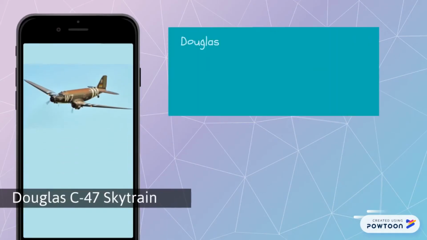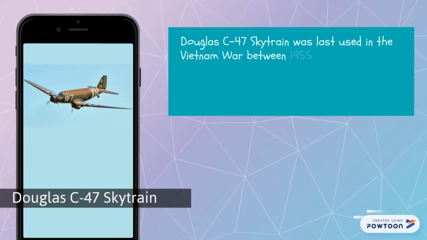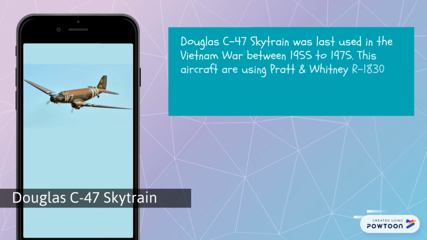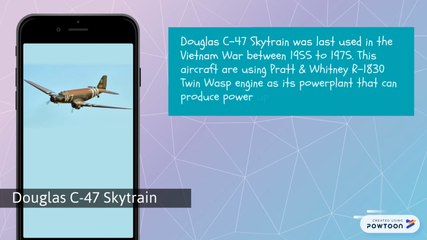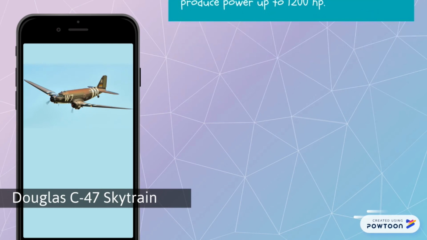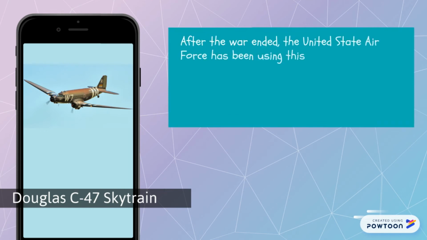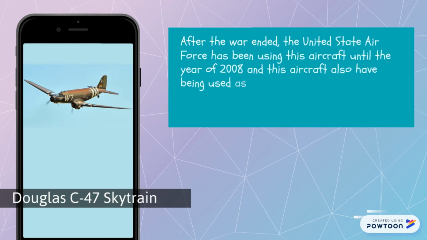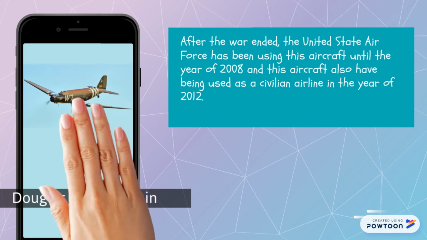The Douglas C-47 Skytrain was last used in the Vietnam War between 1955 and 1975. These aircraft use the Pratt & Whitney R-1830 Twin Wasp engine as their power plant, which can produce power up to 1,200 horsepower. After the war ended, the United States Air Force used this aircraft until 2008, and these aircraft were also used as civilian airliners in 2012.